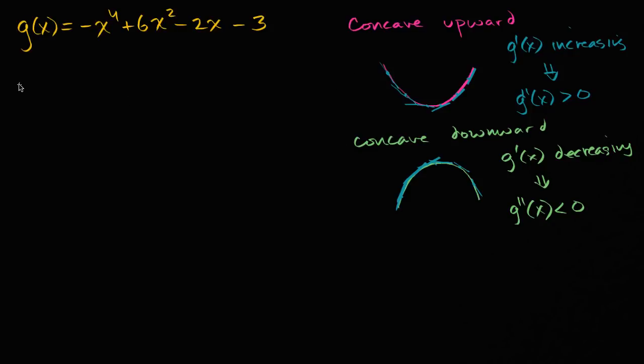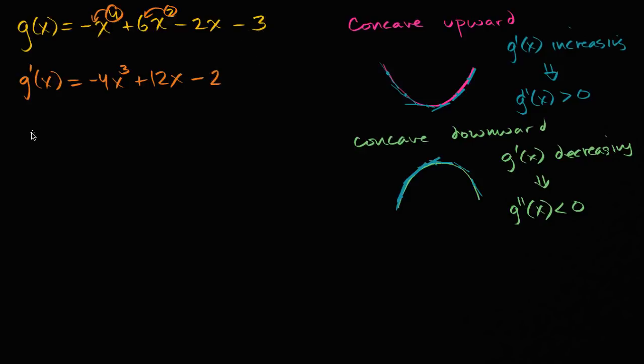So let's take the first derivative, g prime of x. We're going to apply the power rule a lot. 4 times negative 1 is negative 4x to the third power, plus 2 times 6 is plus 12x to the first power. I can just write it as x. And then minus 2, I could say minus 2x to the 0th power, but that's just minus 2. And then the derivative of negative 3, a constant, is just 0.